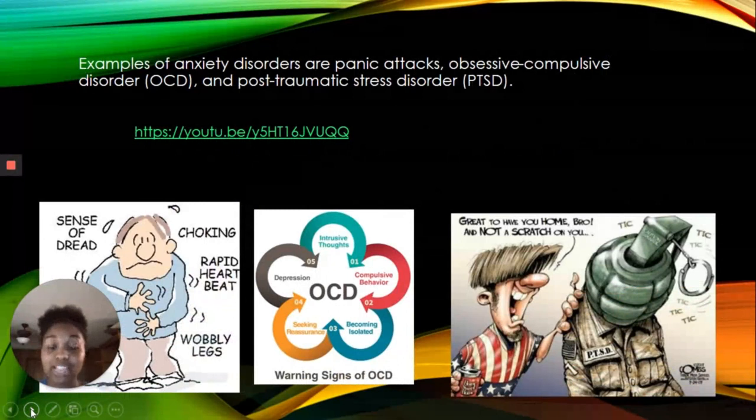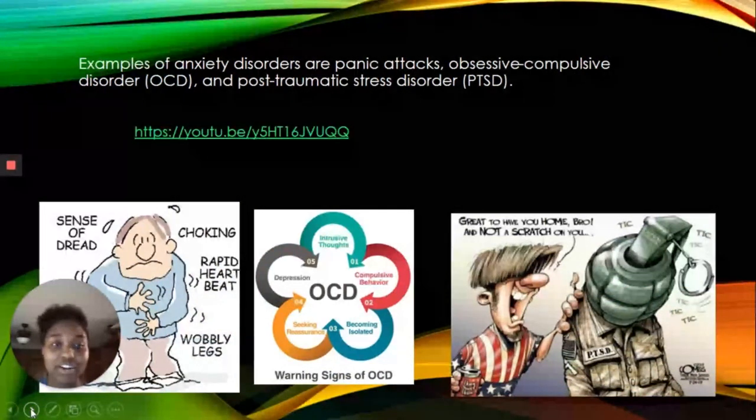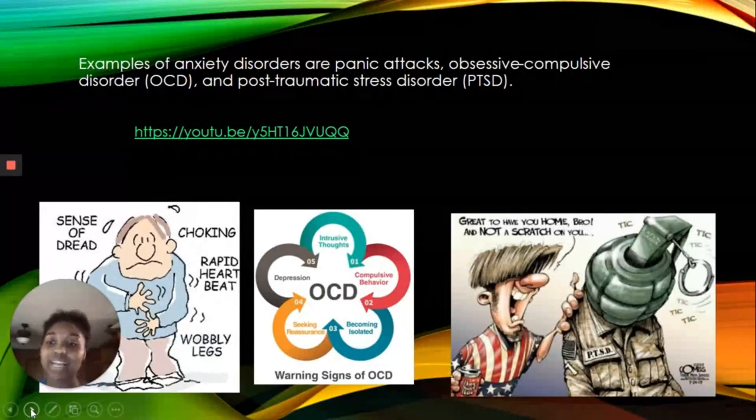The middle picture shows the warning signs of OCD: depression, compulsive behavior, intrusive thoughts, seeking reassurance, and becoming isolated. These are all warning signs that you or somebody you know may be coming down with OCD. And lastly, there's a picture of two brothers. One is a soldier who just came home from war, and the other one stayed in America. He says, "Great to have you home, bro. Not a scratch on you." And as you can see from the picture, the soldier has a grenade on his head, which symbolizes him being a ticking time bomb.